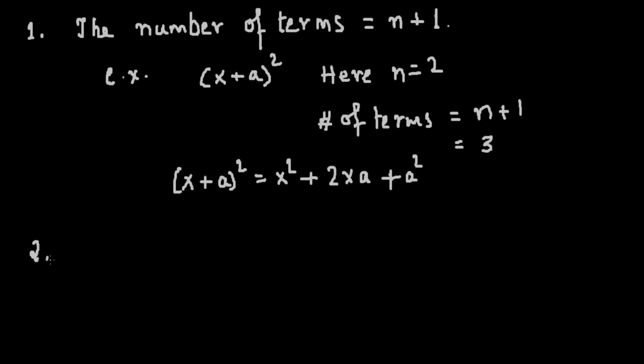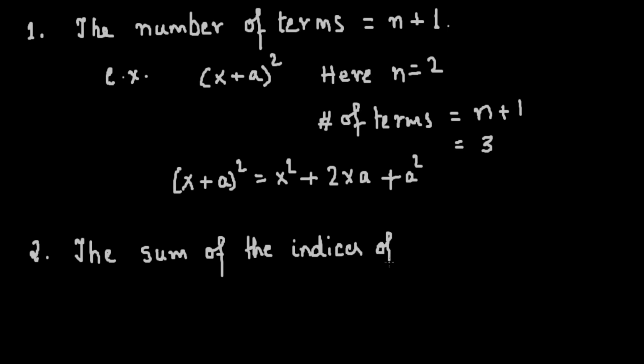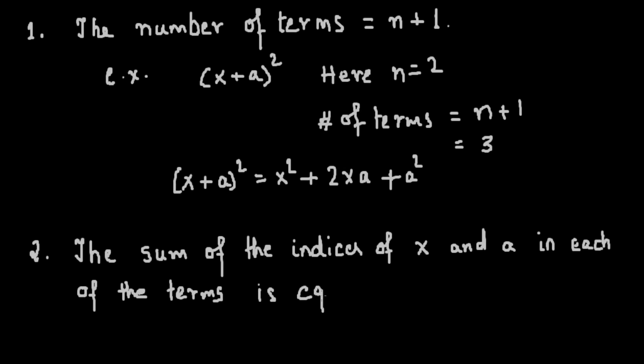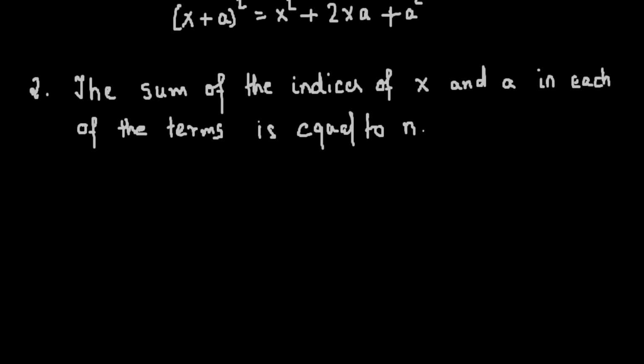Next, we go to the second conclusion. The second conclusion states that the sum of the indices of x and a in each of the terms is equal to n. What does that mean? Let me reiterate it with the help of an example.